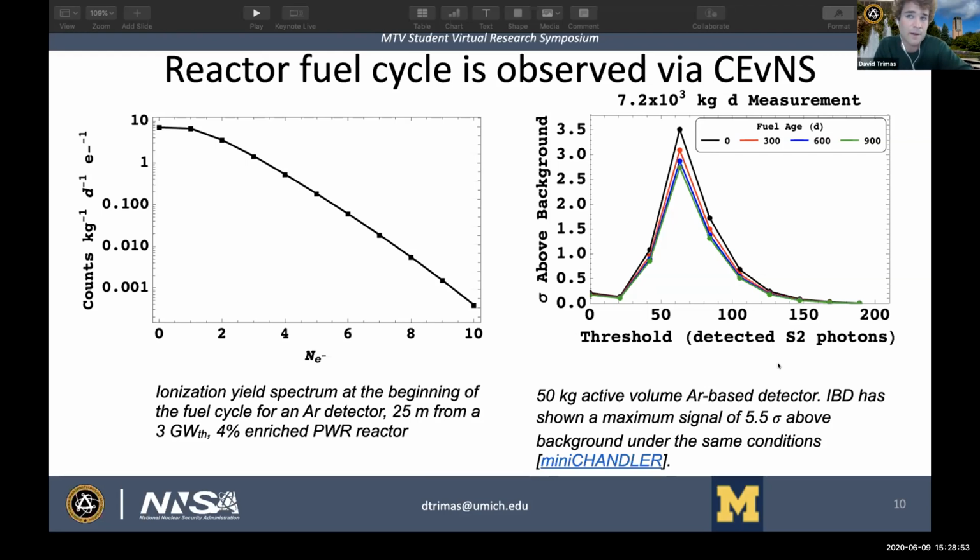I also just wanted to compare this to IBD. IBD has demonstrated 5.5 sigma for the same measurement time, so 7,200 kilogram days. And like I said, it's a developing field, so I don't think you should just rule it out right away just because it's lower above background confidence. This is still good, and I still really support this, especially because it's a 50 kilogram detector as opposed to the case of Mini Chandler where you have tons of detector material. So I think the big attractiveness of it is you can have a compact detector here.